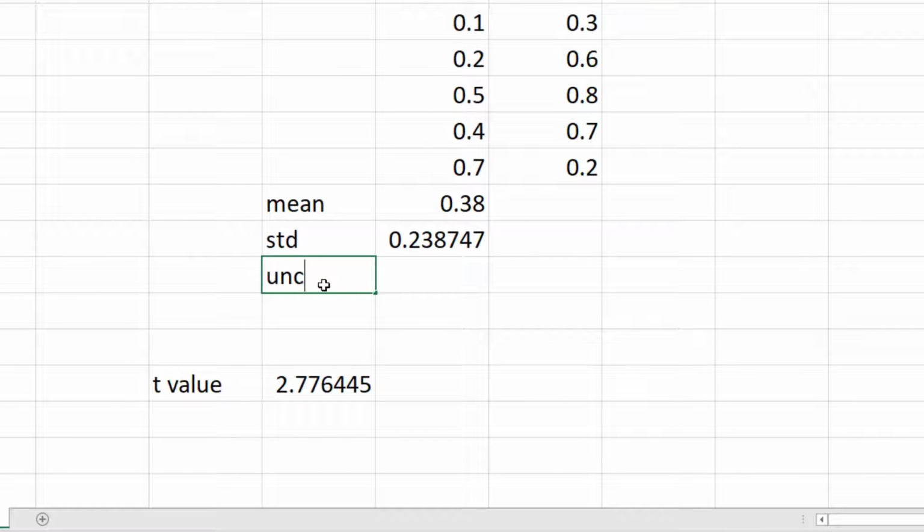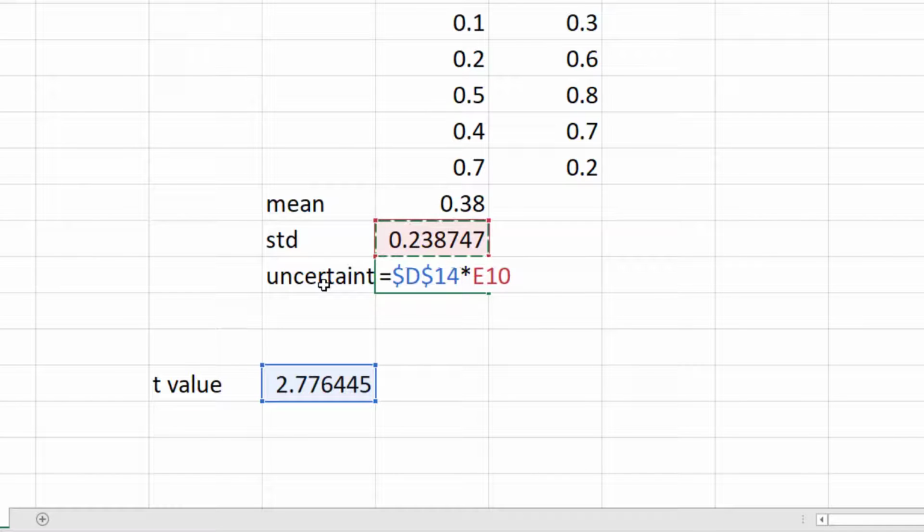So your uncertainty in the data is equal to the t-value, and press F4 to make this a constant. Okay, multiplied by your standard deviation divided by the square root of the total number of observations, so 5. That's your uncertainty.